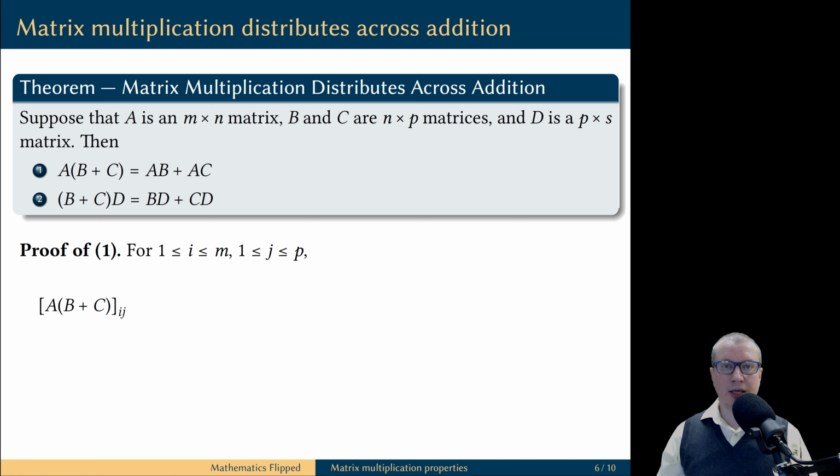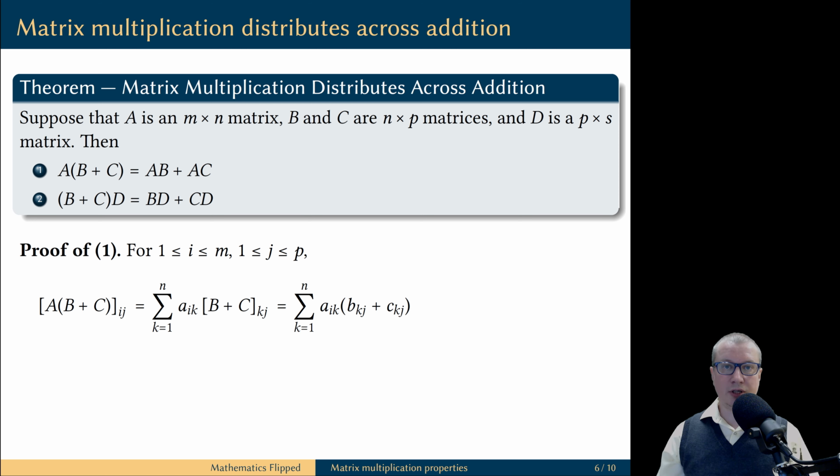Let's compute the entry in position ij of the matrix A times the matrix B plus C. We think of this matrix as a product. It's a product of matrix A and matrix B plus C. So we use the entry-by-entry formula to represent the entry in position ij. We use entries from row i of the first matrix A and entries from column j of the second matrix, which is the matrix B plus C.